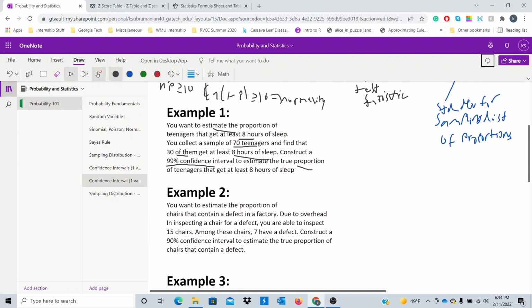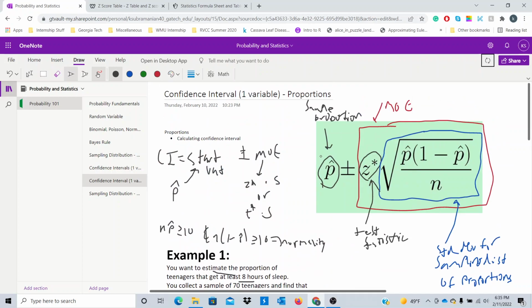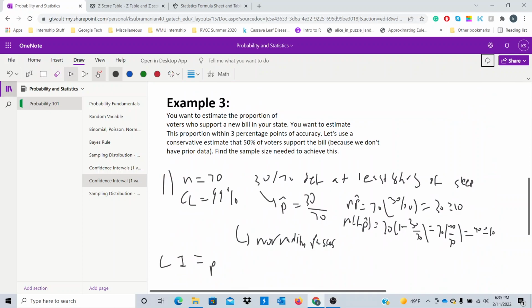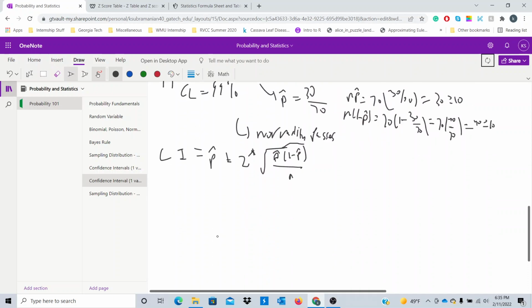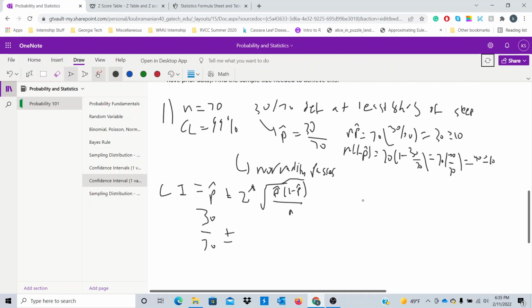For our confidence interval, we'll simply use this equation right here. The confidence interval is equal to p hat plus or minus z star times the square root of p hat times 1 minus p hat over n. Now all we have to do is plug in the terms. We know p hat is 30 out of 70. We also know that z star is related to the confidence level of 99%. As you may recall from the previous video, confidence intervals generally contain a starting point and a margin of error, and thus we have this type of area here.